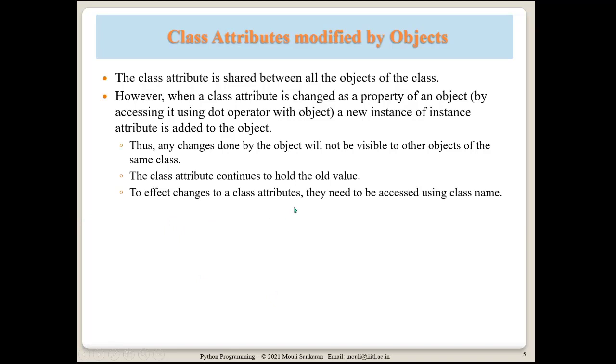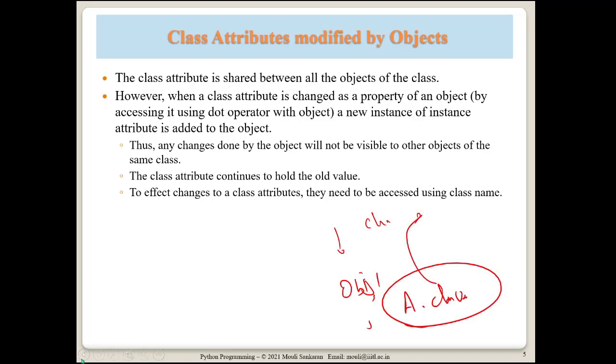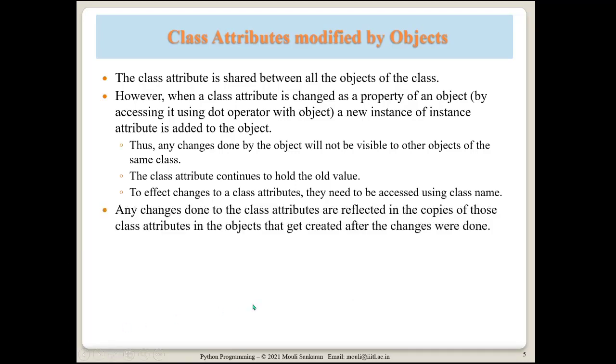So to effect changes to a class attribute, it needs to be accessed using the class name. Suppose after having overridden the class variable, object 1 wants to make a change to the class variable, it should be accessed with the class resolution. Then it will actually be making a change to the class attribute. Any changes done to the class attribute are not reflected in the copies of those class attributes in the objects that were created before the changes were done. Once you create a new copy of it, any changes that you do at the class level will not be reflected on the object copies.